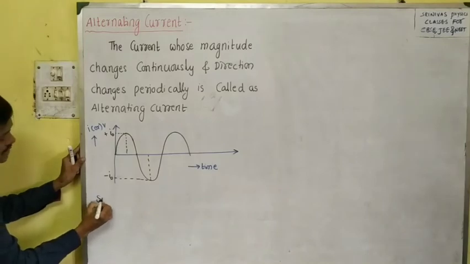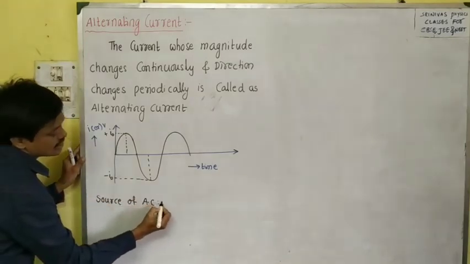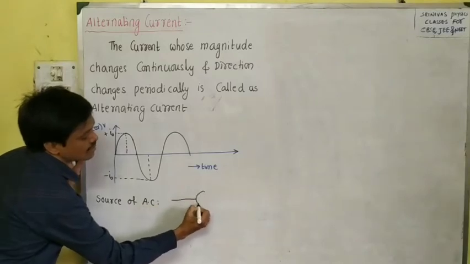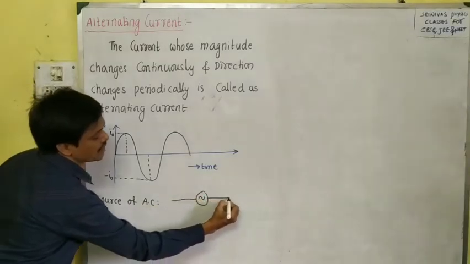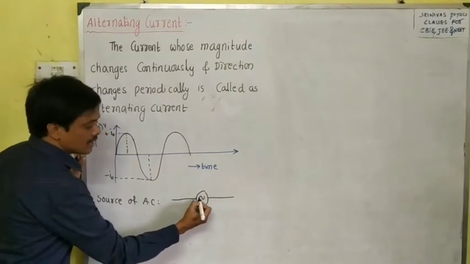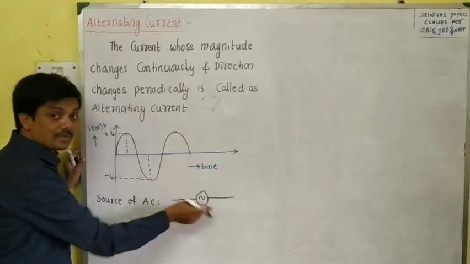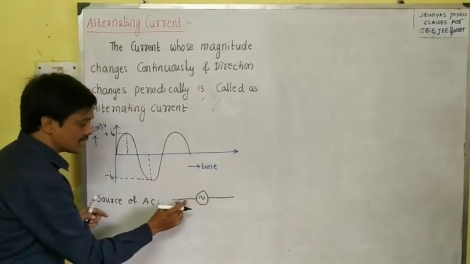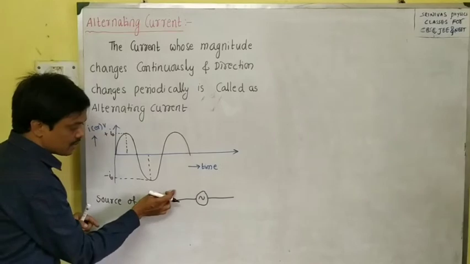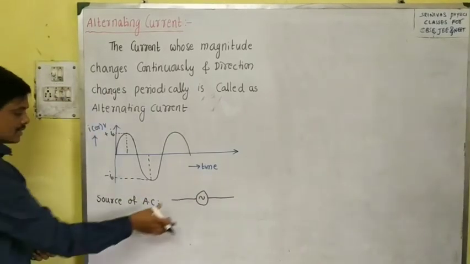And the source of AC, alternating current source, we write the symbol like this. This is the AC source symbol. We cannot write this side plus, this side minus, because plus and minus change. When plus and minus change, sometimes current will go this side, sometimes the other side, because plus and minus are changing periodically. This is the AC source.